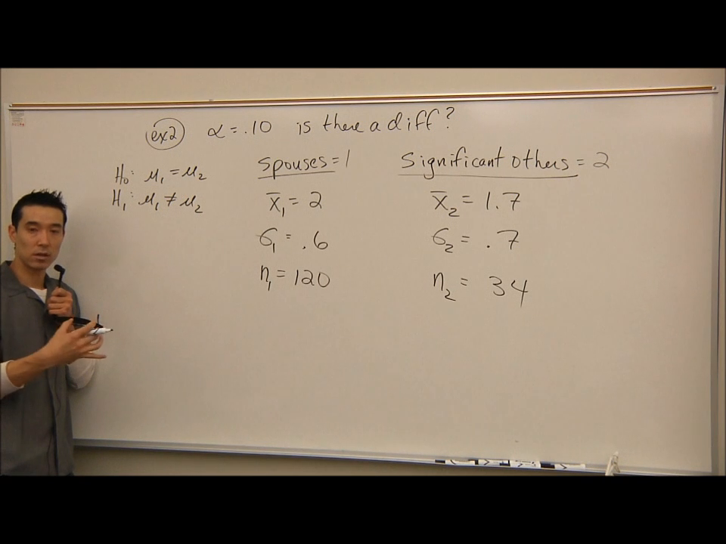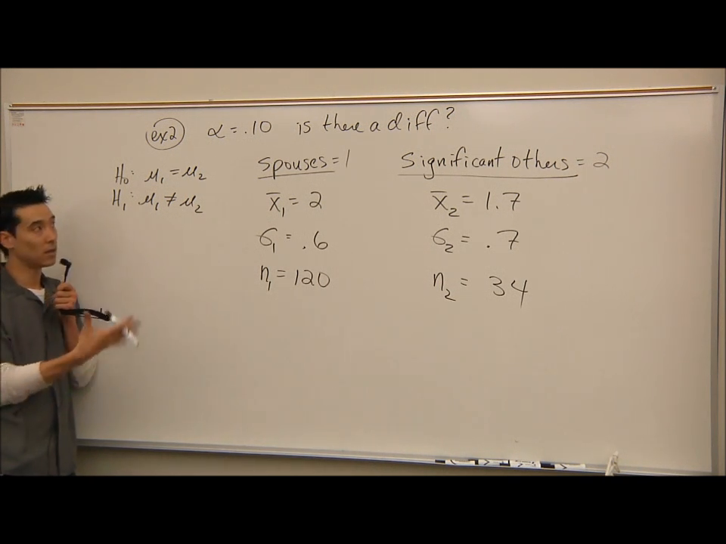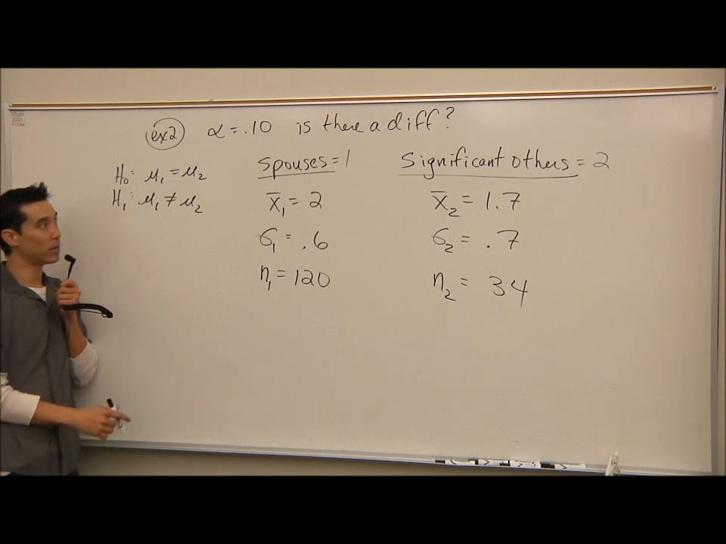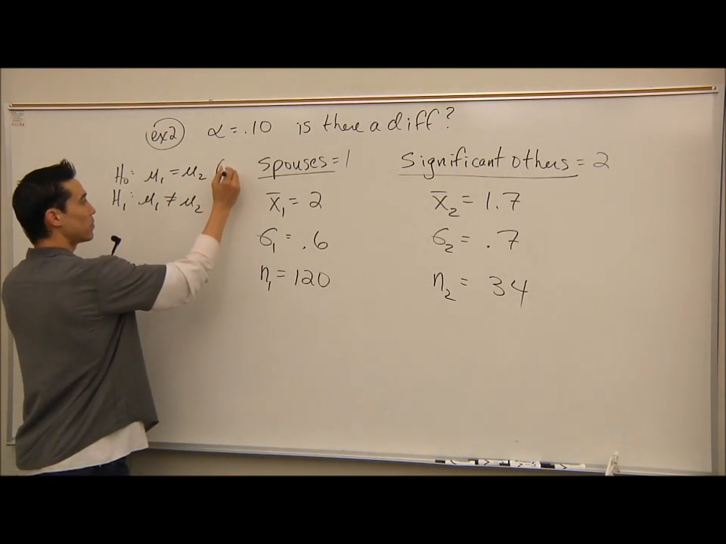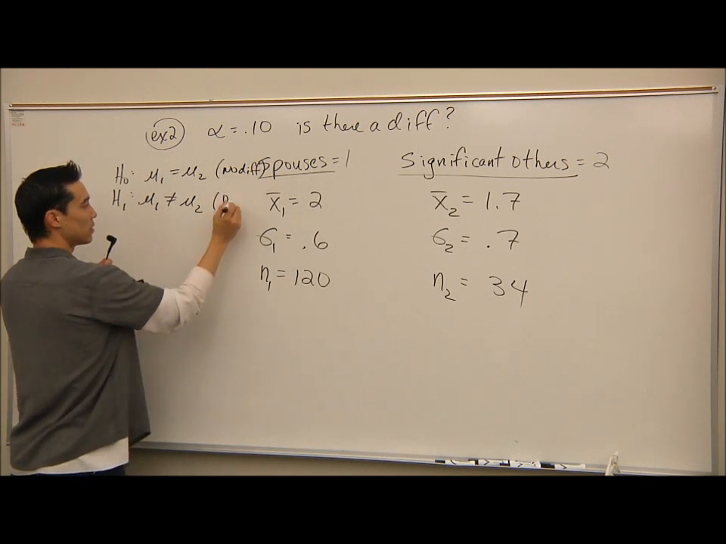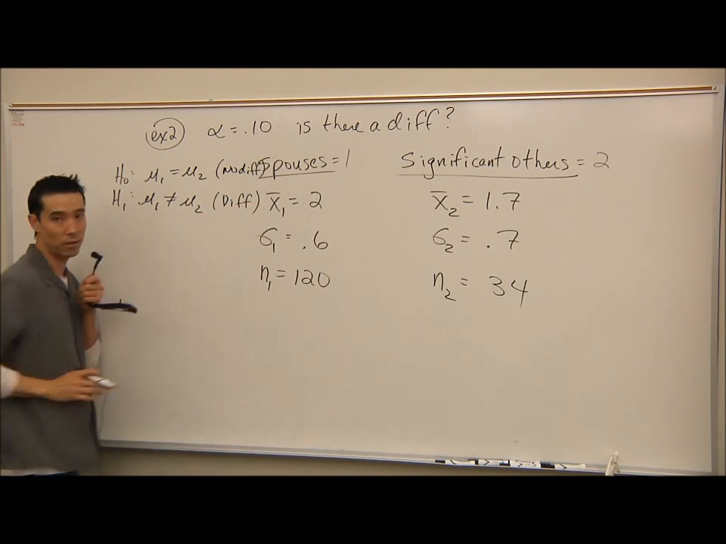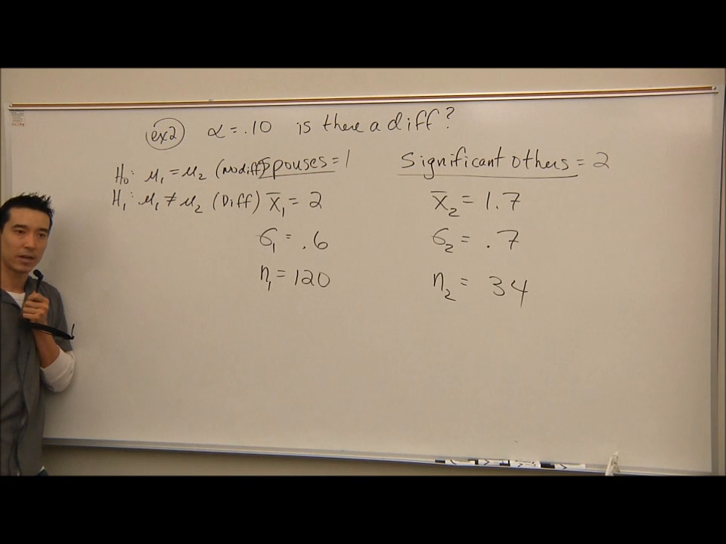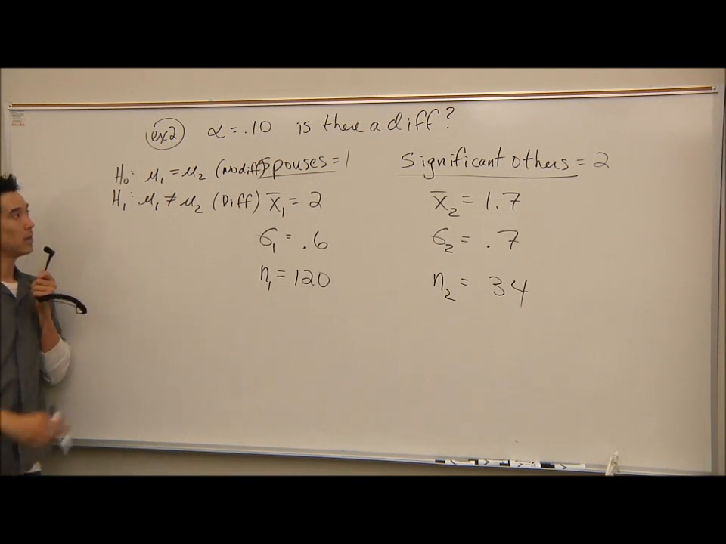So later on, when I want to tell what happened in my own words, I want to know what I'm rejecting and what I'm not. So I'm just going to put in parentheses, this is saying that there's no difference. This is saying there is a difference. Just as a reminder for later on, when I put it in my own words, what happens. Okay, step 2.